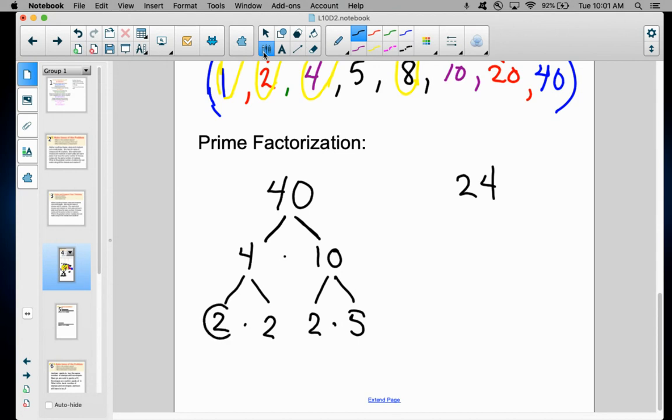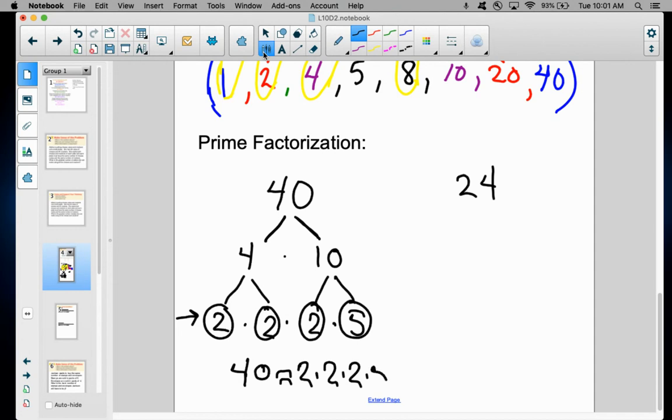So all of these numbers on this level are prime. Remember, prime numbers' only factors are itself and 1. And the only factors of 5 are 1 and 5. So this third row of numbers, if you multiply them together, will give you 40. 2 times 2 times 2 times 5 is 40. So you have these numbers as your prime factorization of the number 40. I'm going to extend this up a little bit.